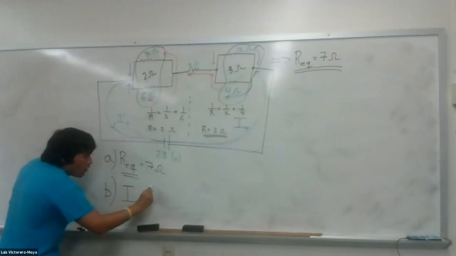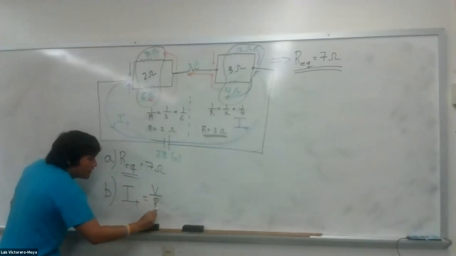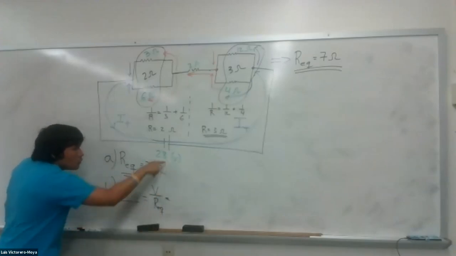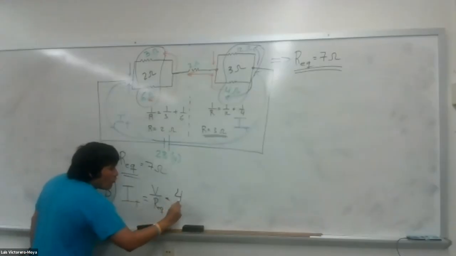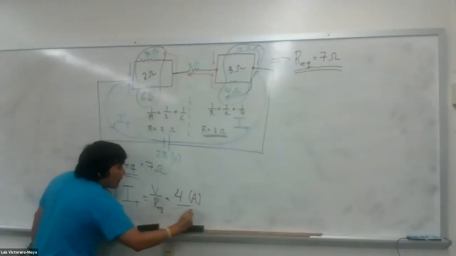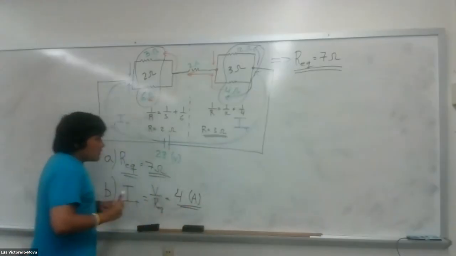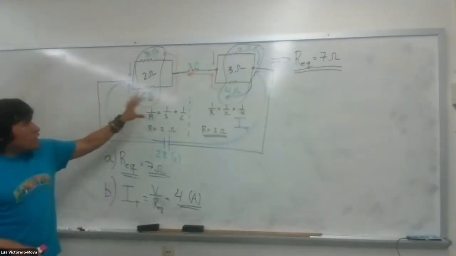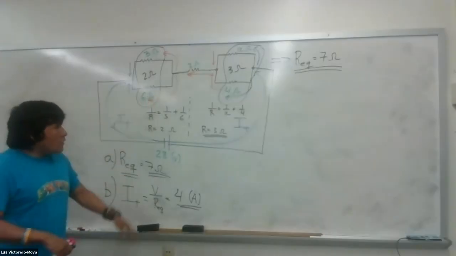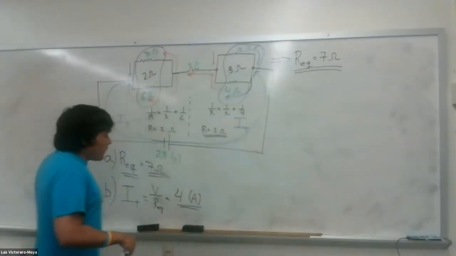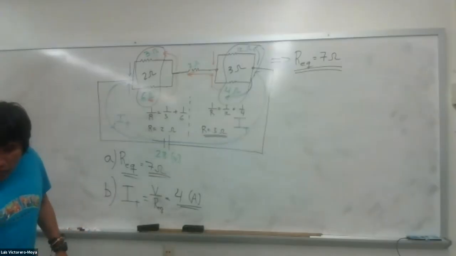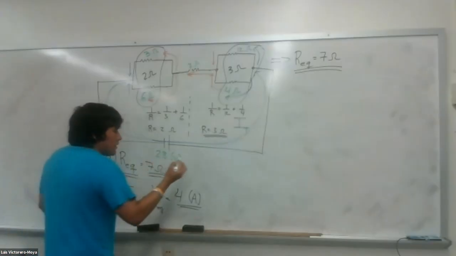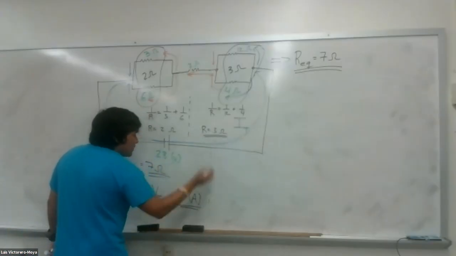Using Ohm's law, V over R equivalent. 28 divided by 7, 4 amperes. So I have half the problem, or even more than half of the problem solved, right? I found REQ, I use it to find the current on the circuit, 4 amperes. Perfect. Now, let's split the currents.